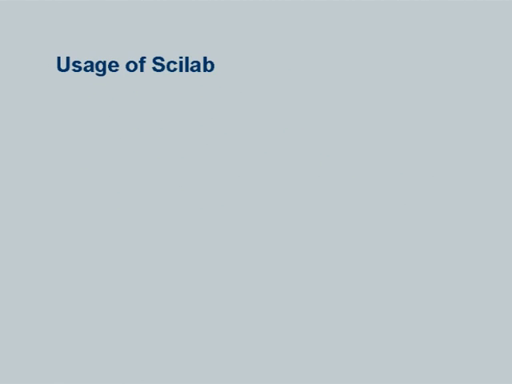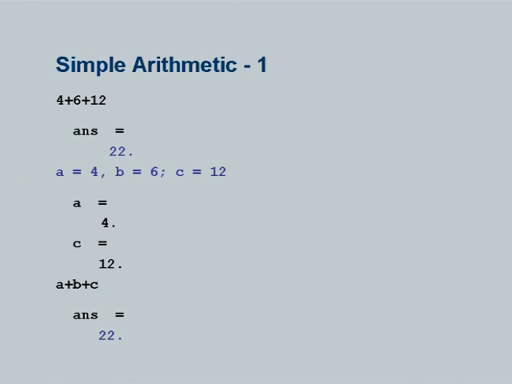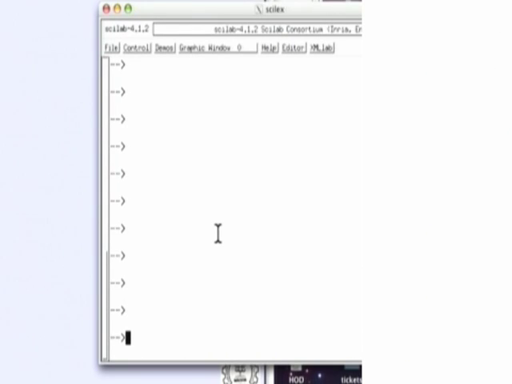I will now explain briefly the usage of Scilab. When I start, the commands that I give here are in black. The answers given by Scilab are in blue. That is a convention I have followed in these slides. I will actually do some of these things. So 4 plus 6 plus 12. It says answer 22.